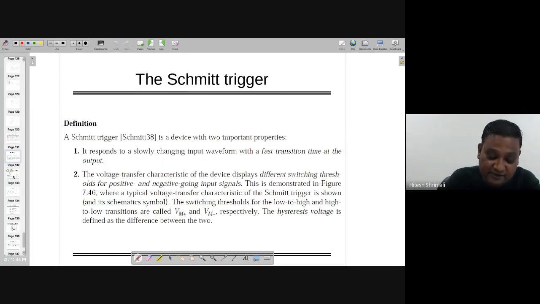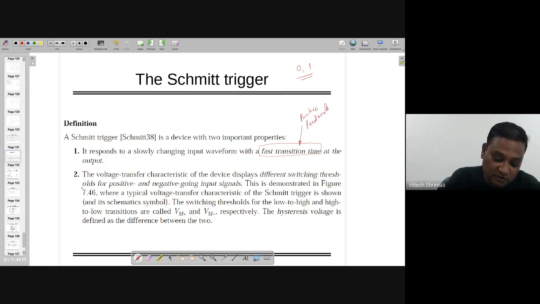By definition, a Schmitt trigger is a device with two important properties in terms of digital aspects. It responds to a slowly changing input waveform with a fast transition time. So it's a very fast output because it's positive feedback. Positive feedback is quite fast, right, compared to negative feedback. Negative feedback takes time, but it settles. Positive feedback is not going to be stable at one point, but if it finds the stable points, either logic 0 or logic 1, then it's going to stay there until the inputs change, right?